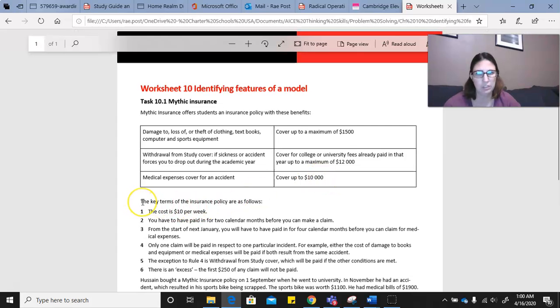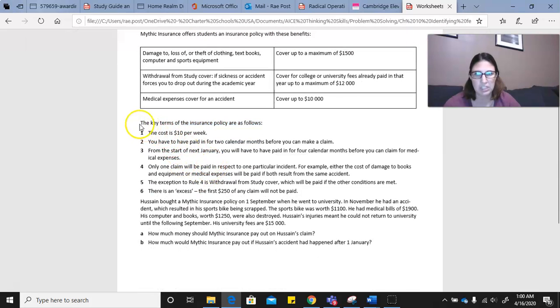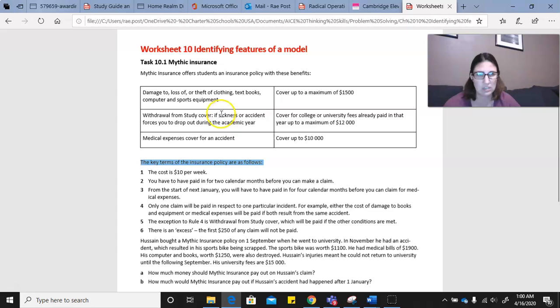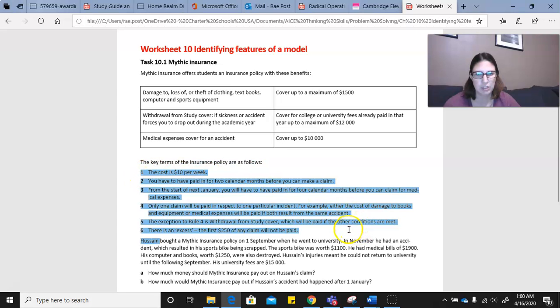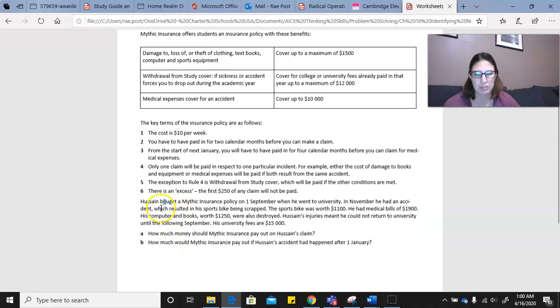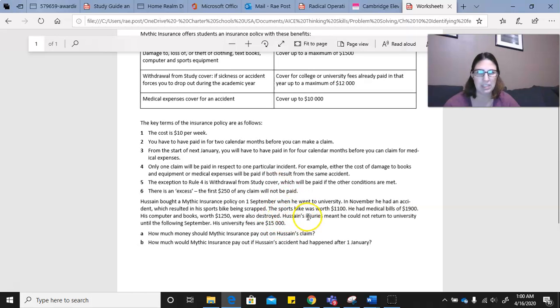I don't really know what kind of accident they're talking about, maybe on campus or something, and it will go into it more here. The key terms of the insurance policy are as follows. That's where I need you to read and figure out what kind of accident, what kind of sickness, what about a pandemic, those kinds of things. You're going to read these 6 terms of the policy, and then the question is about student Hussein. He bought this insurance policy, and it gives you information about his scenario.